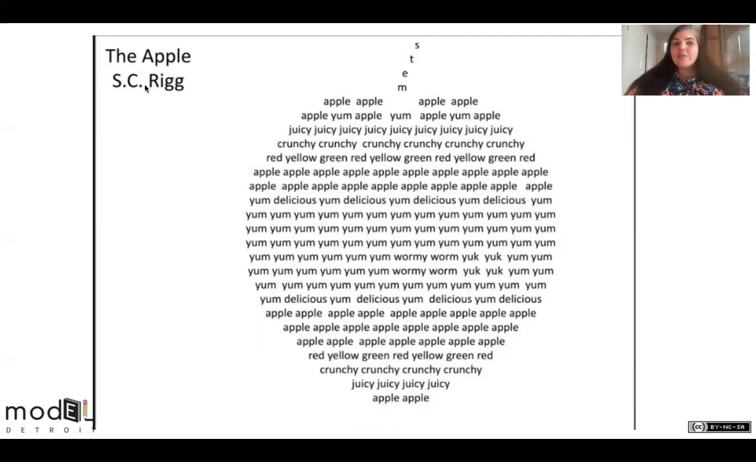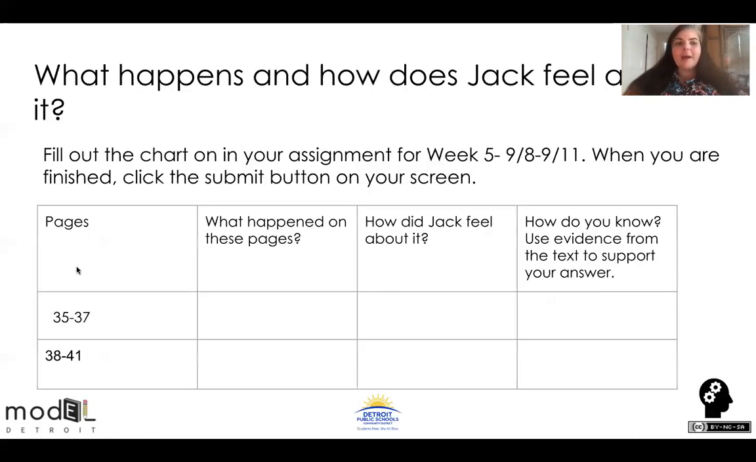Now, here's another fun fact. S.C. Rigg is actually Sharon Creech, our author. This is called a pseudonym. She has written this poem under a different name. So it's like a secret game. Poetry is so much fun, and I hope you guys are having a great time learning about it.